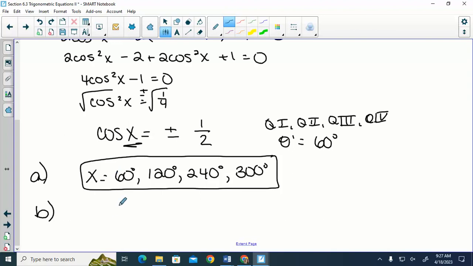Part B, for all solutions, what's my period on this one? 360. So you could do each of these plus 360k.